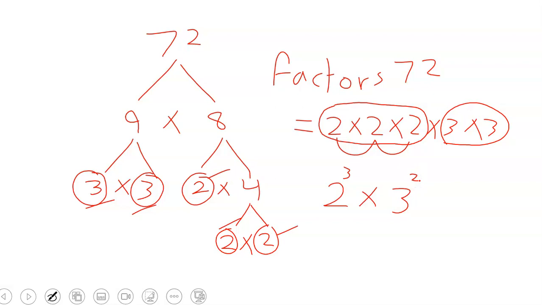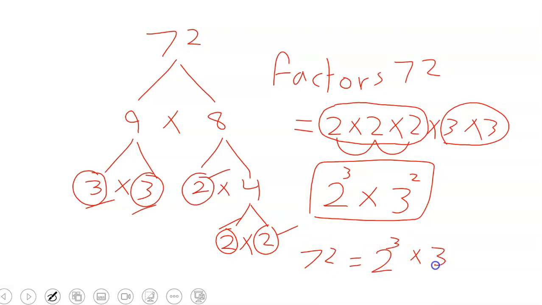So what is the prime factorization of 72? It is 2 to the third power multiplied by 3 to the second power. So the prime factorization of 72 is 2 to the third power multiplied by 3 to the second power.